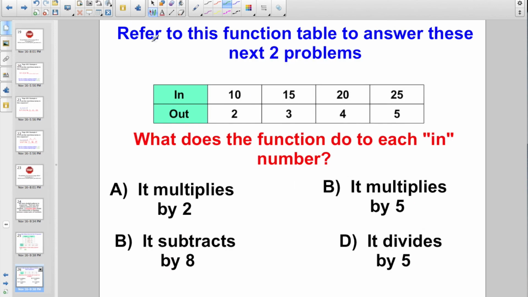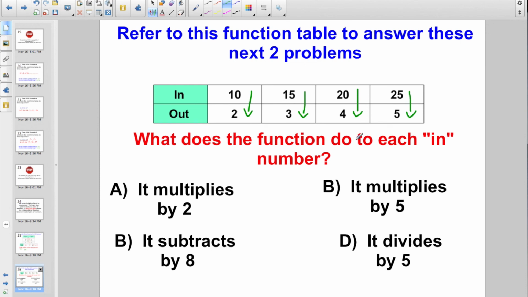So check out this one. Refer to this function table to answer these next two problems. In and out. I'm going in with 10, I'm coming out with 2. Sounds like a casino. I'm going in with 15, I'm going out with 3. I'm going in with 20, I'm going out with 4. So on and so on and so on, right? So let's take a look.